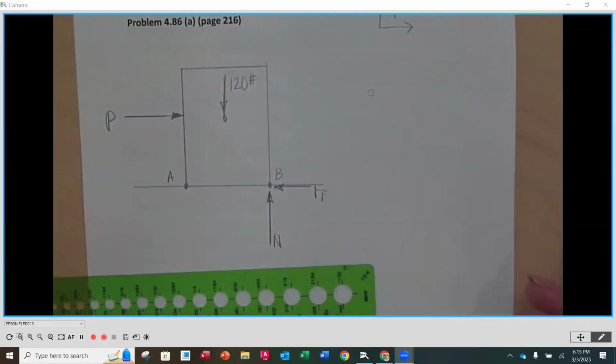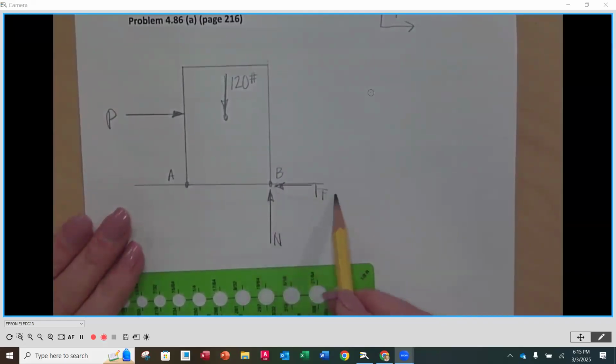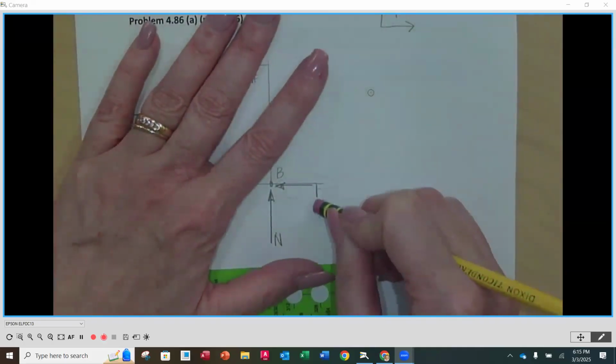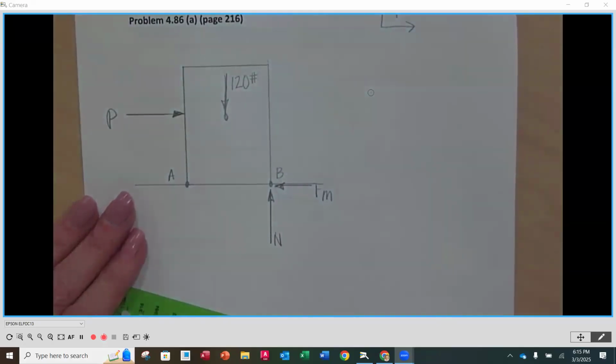Okay. All right. So if we want to calculate what P is, to get it moving, we need to figure out what is that friction force. And I'm actually going to change this from the F to the M, because we need to know what the maximum friction force is, because that's the point right before it's actually going to start moving. Okay, so whatever number we get has to be greater than that number, all right, for the maximum friction force.